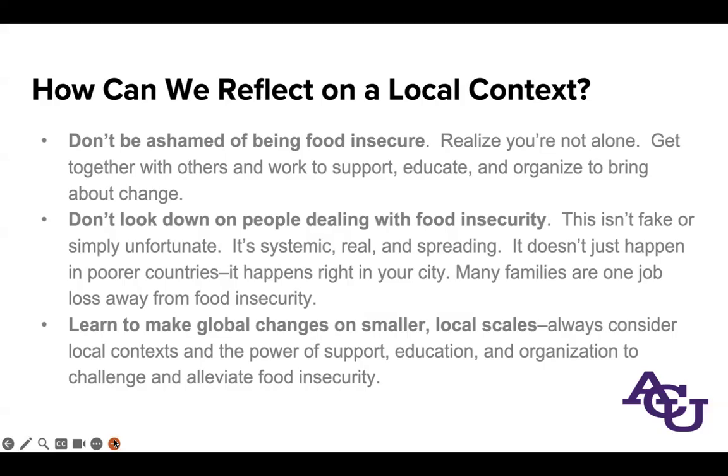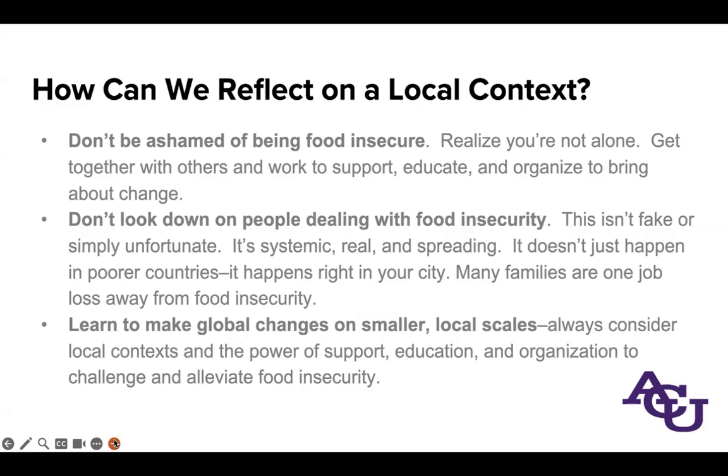So this is real and it's spreading. Same thing in rural areas now. There are food deserts that are cropping up in rural areas. It's not the way it's supposed to be. So this isn't just happening in poorer countries, it's happening right in our cities, and many families are just one job loss or even one death in a family away from food insecurity. So this is real.